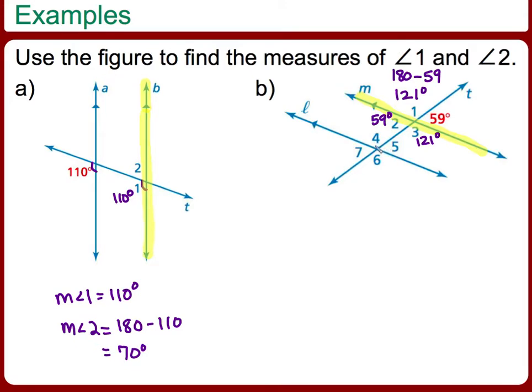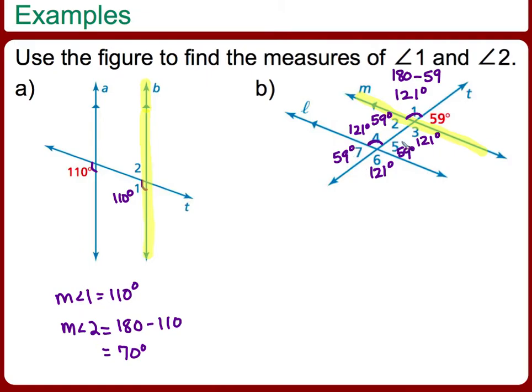So let's look at 4 here. 4 is corresponding to 1. So 4 corresponds to 1, which means angle 4 is 121 degrees. Now we can go ahead and use corresponding angles or vertical and supplementary angles to find the rest. Let's just talk about corresponding angles. Angle 5 corresponds to this 59-degree angle. That's 59 degrees. Angles 3 and 6 correspond to each other, so that's 121. And angles 2 and 7 correspond to each other, so they are 59 degrees.